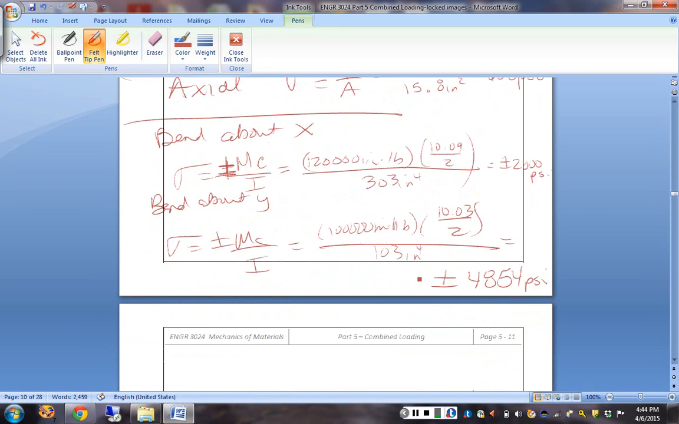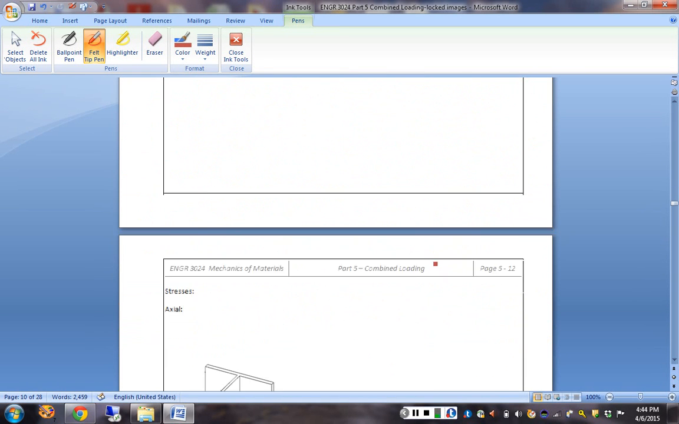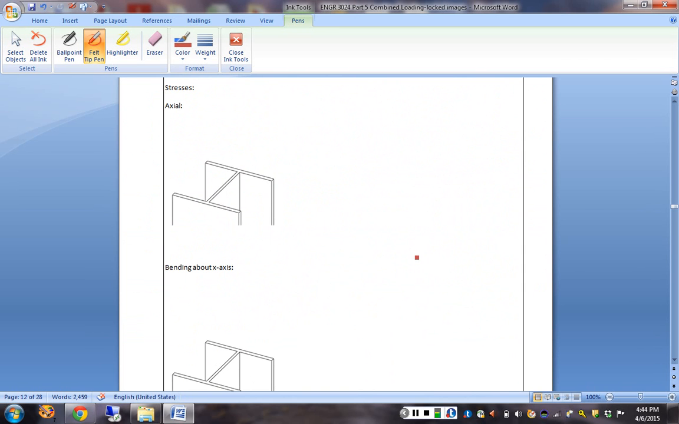All right. Now, I have laid mine out slightly differently than yours. I'm going to make a picture of what's going on at each one. So we had axial, what was that value? We had minus 688. What does that look like? That looks like it's the same everywhere. So that's going to look like compressive and equal over the whole cross section.